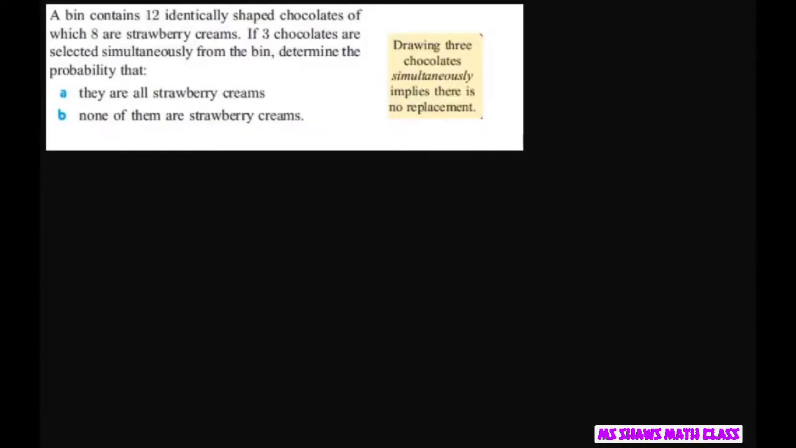All right, next problem is our last example. A bin contains 12 identically shaped chocolates. 8 are strawberries. If 3 chocolates are selected randomly from the bin, determine the probability that they're all strawberry. So, simultaneously means there's no replacement. So, we're selecting 3. So, the first would be 8 out of 12.